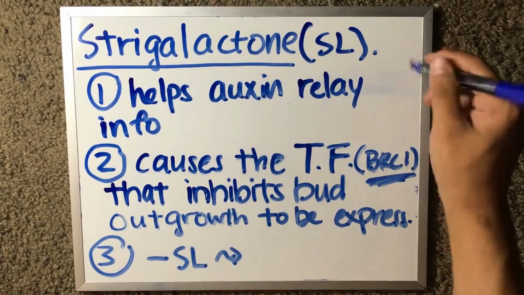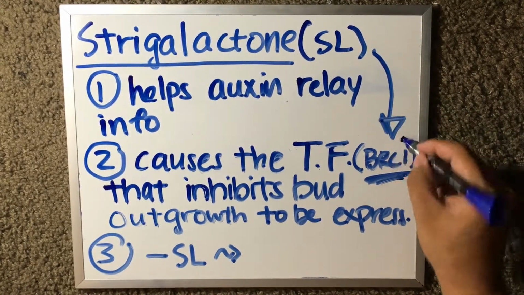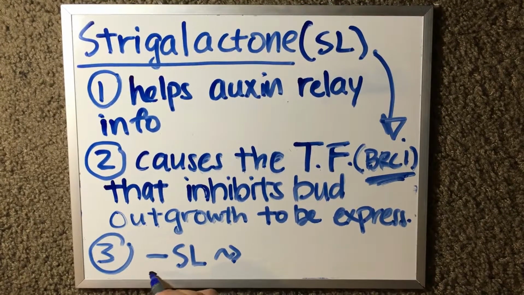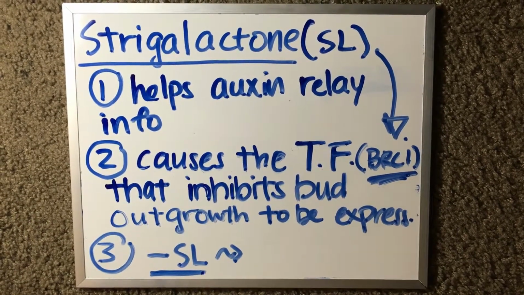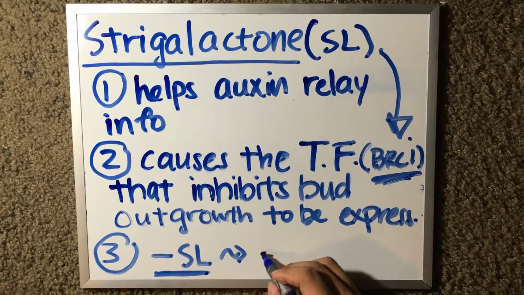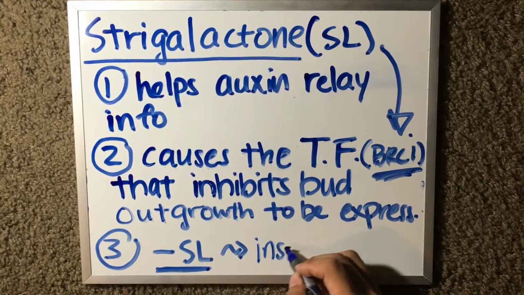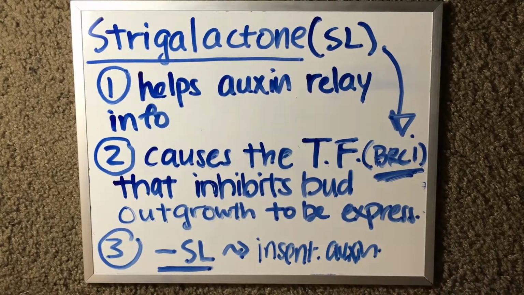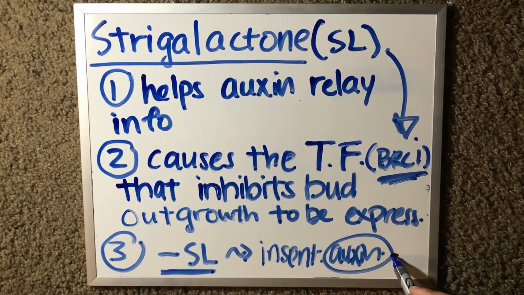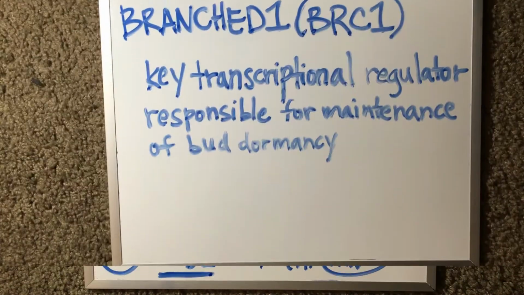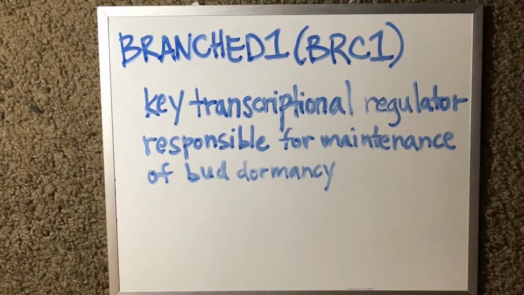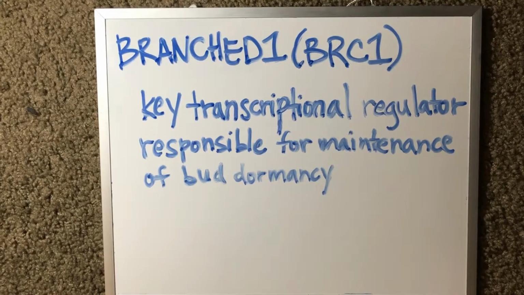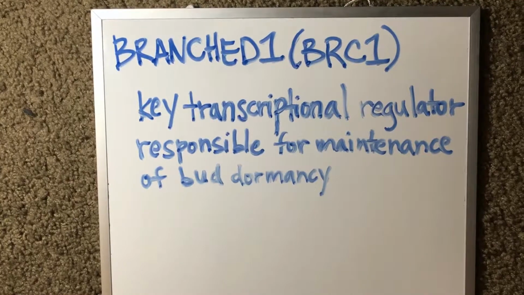So strigolactone promotes BRC1 transcription factor. Finally, plants that were mutant for strigolactone were found to basically be insensitive to auxin, because they were unable to relay the information from auxin to other parts of the plant. So branch 1, also called BRC1, is a key transcriptional factor, and it's responsible for maintaining bud dormancy.